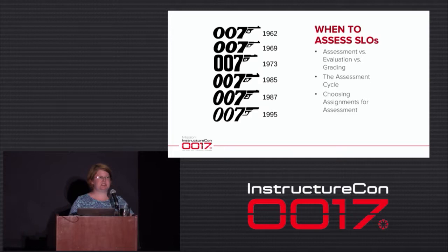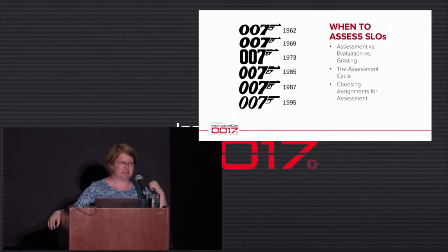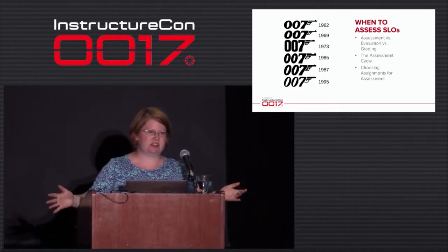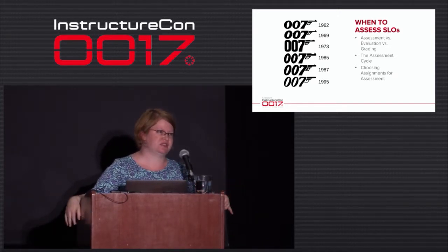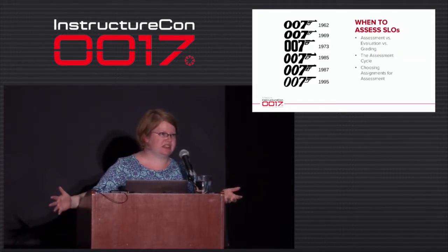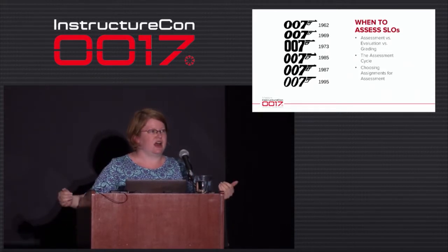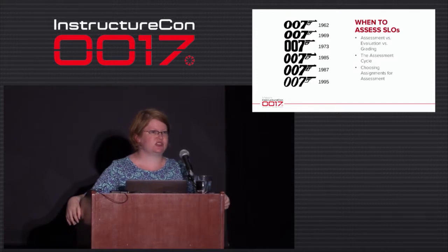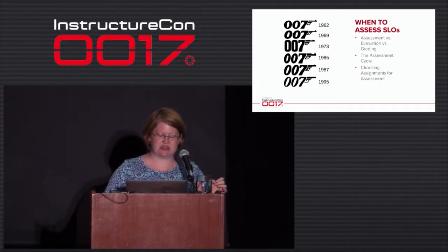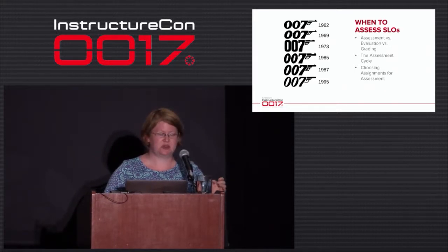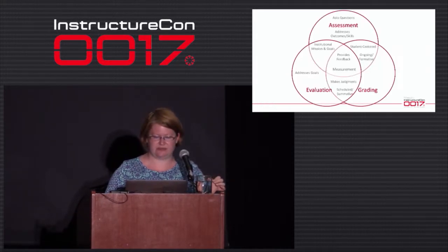So when do we want to assess our student learning outcomes? Here's a little James Bond timeline I thought was pretty cool. We're going to talk a little bit about assessment versus evaluation versus grading. Again, these are all kind of code names that can be used differently in different contexts, so I'll just talk about what they mean in this setting. For Canvas learning outcomes, that's really an assessment-facing tool. We'll talk a little bit about the assessment cycle and how to choose which assignments you want to use for assessment, which again is going to be different than evaluation and grading.